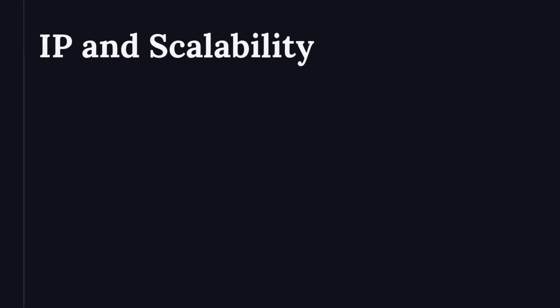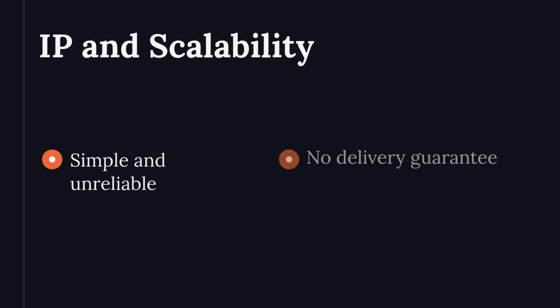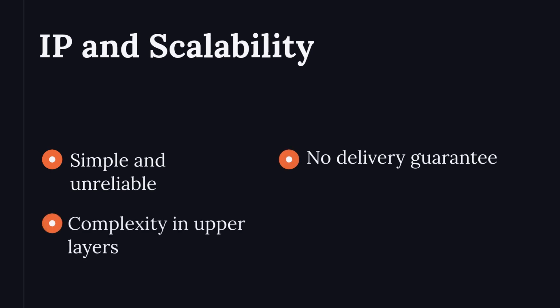IP is simple and unreliable, aiding scalability. It doesn't guarantee delivery or order. Complexity shifts to higher layers like TCP. IP's simplicity supports global internet growth. Complex protocols struggle to scale similarly.